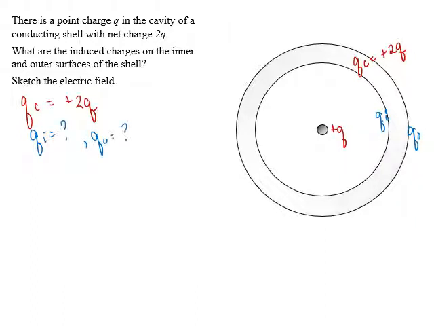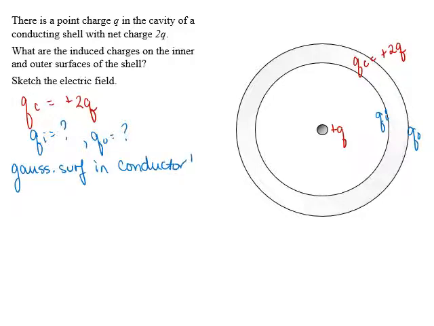If we want to figure out the charge, let's use a piece of information that we know. And the piece of information that we know is that the electric field inside a conductor equals 0. So let's draw a Gaussian surface. Gaussian surface in the conductor.